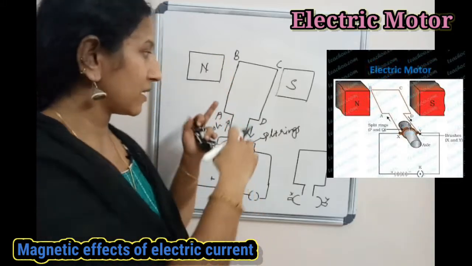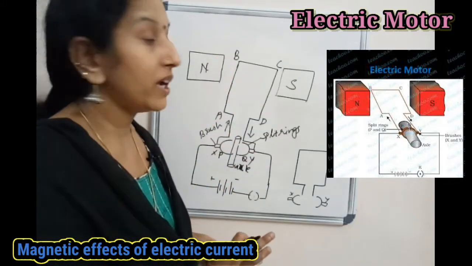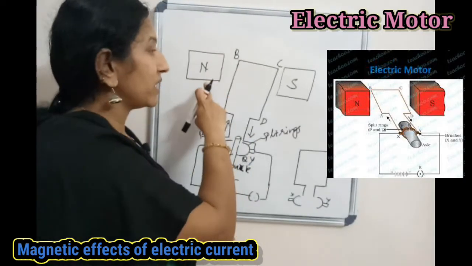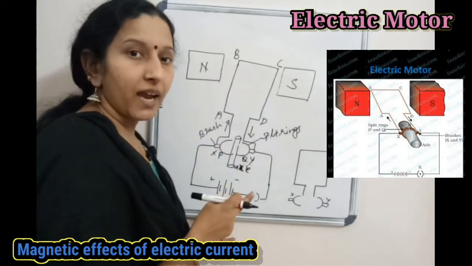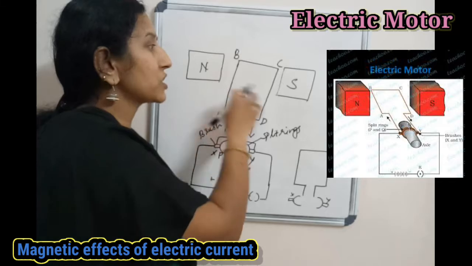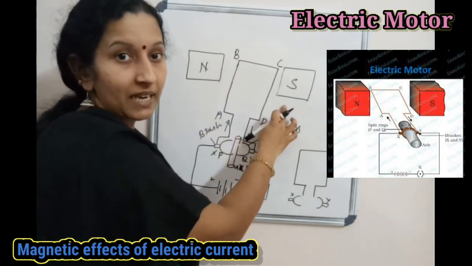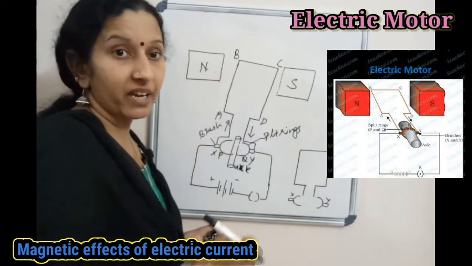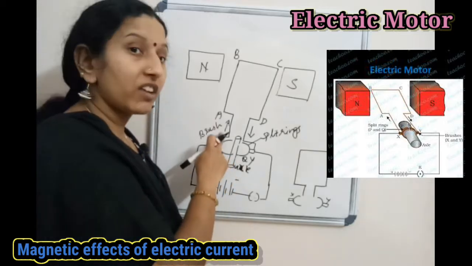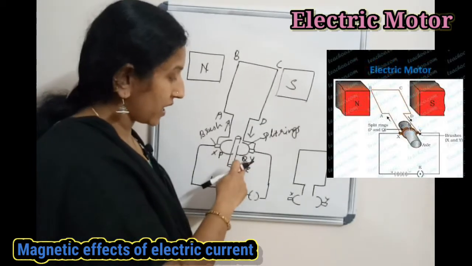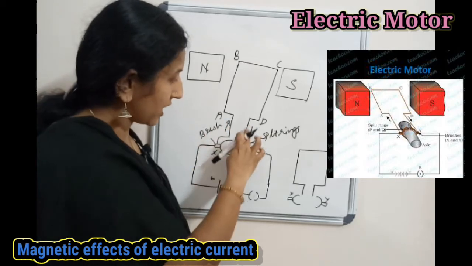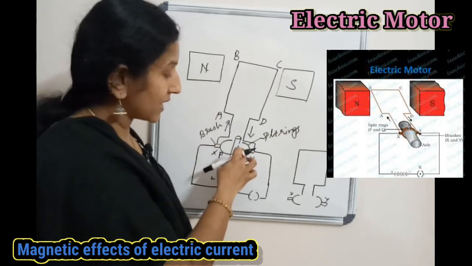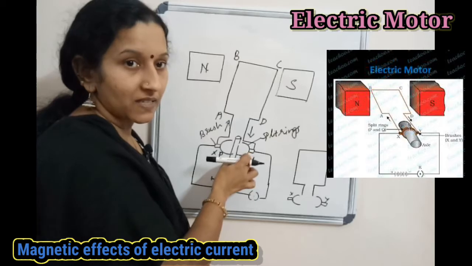So these are the parts. A rectangular armature coil ABCD is placed between the poles of the magnet in such a way that arms AB and CD are perpendicular to the direction of the magnetic field. The ends of the coil are connected to the two halves P and Q. The inner side of the halves is insulated and attached to an axle.